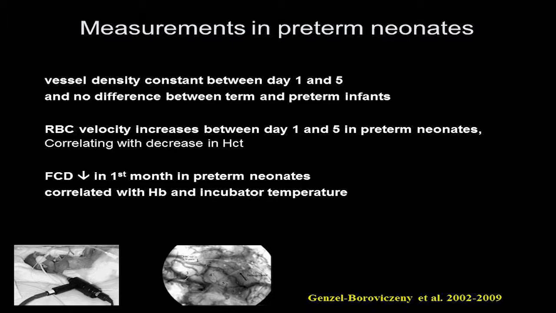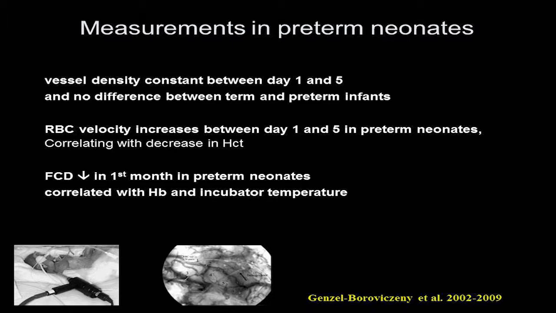And in premature neonates, the site that is most examined is actually the skin of the arm, and this is the type of pictures you get. And again, the vessel density between day 1 and 5 of life was constant, and interestingly, and a nice overlap with my work, is that there was no difference between term and preterm babies. The red blood cell velocity increases between day 1 and 5, which correlates well with a decrease in hematocrit. And I think this is important to remember.